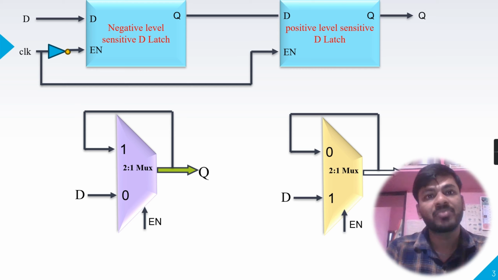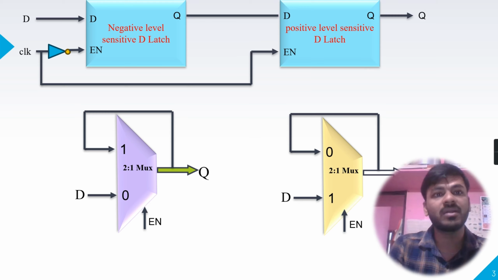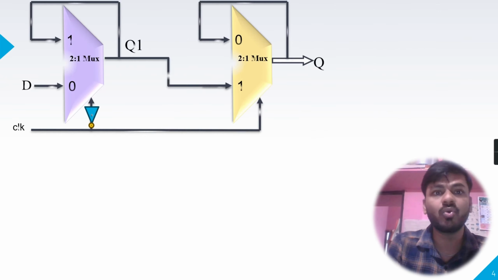So if we connect the implementation of negative level sensitive latch by using 2:1 multiplexer with positive level sensitive latch by using 2:1 multiplexer in cascade, then this will form the positive edge triggered D flip-flop by using 2:1 multiplexer. Or I can say this is how we can implement positive edge triggered D flip-flop by using 2:1 multiplexer. Here you can see this is the implementation of negative level sensitive latch by using 2:1 multiplexer, and this is the implementation of positive level sensitive latch by using 2:1 multiplexer.